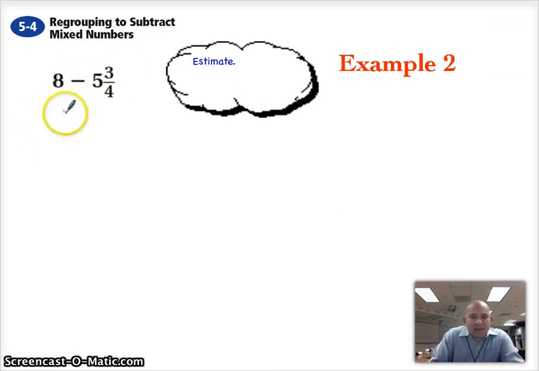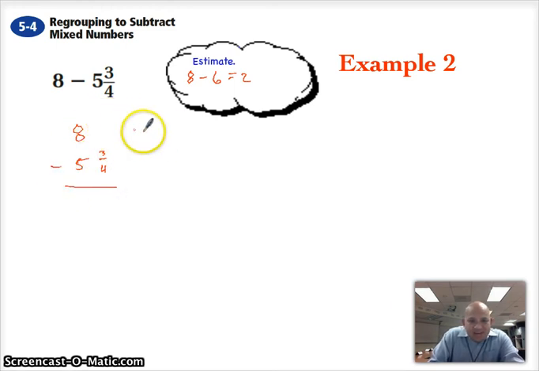Here I have 8 minus 5 3/4. Well, I'm going to round to the nearest whole here. Well, 8 is already a whole number. 5 3/4 is almost 6. So it's going to be around a 2. All right. Let's go ahead and proceed. I have 8, subtract 5 3/4. Notice I don't have a fraction here, so I've got to come up with one.